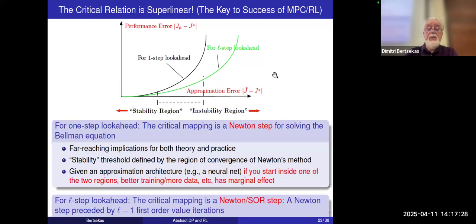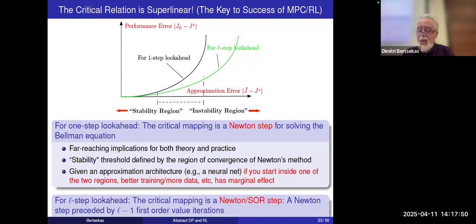So are there any questions? Yes? Is there a relation between the L step look ahead and the condition number of the Hessian that's involved in the enumeration? There's no Hessian here. The mapping is typically non-differentiable.